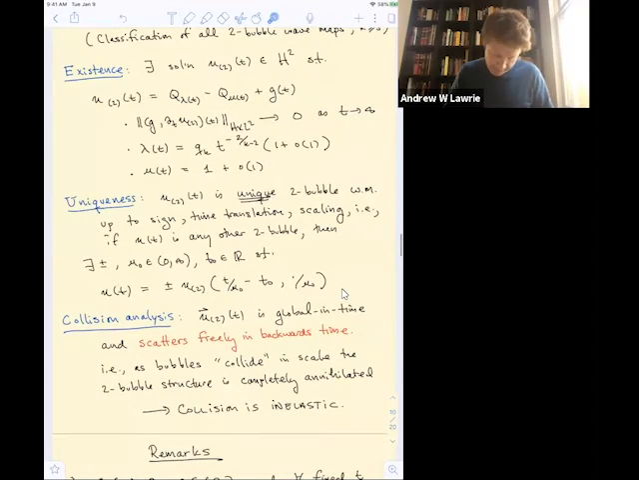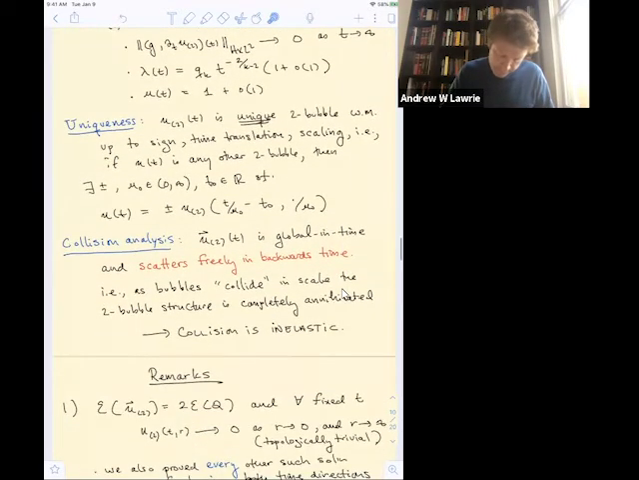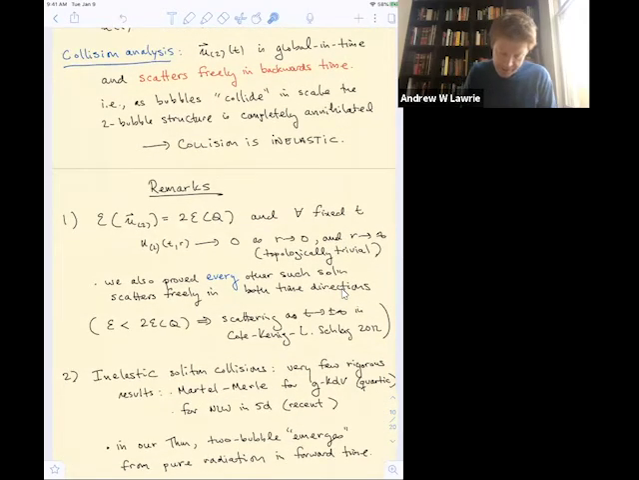And let me make some remarks. In addition to this, note, since this guy has vanishing kinetic energy and the two bubbles become orthogonal, the energy of such a solution is exactly twice the energy of a bubble. And it's a bubble anti-bubble, so the map is topologically trivial.